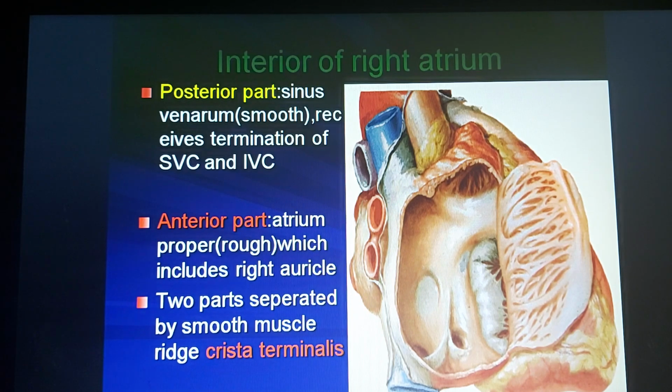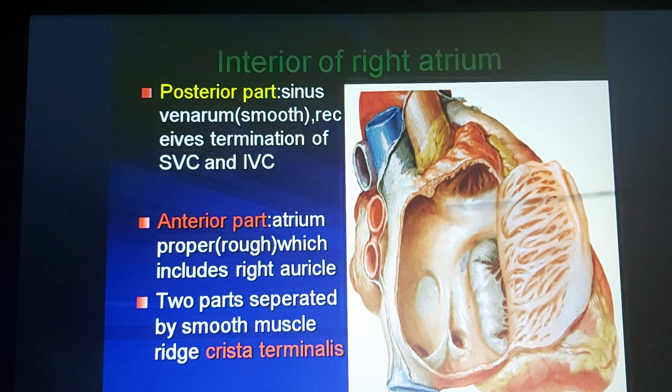Coming to the anterior part, that is the atrium proper. The anterior part, otherwise atrium proper, is rough, and includes the right auricle. The posterior part, which is smooth, receives the termination of the superior vena cava and inferior vena cava.